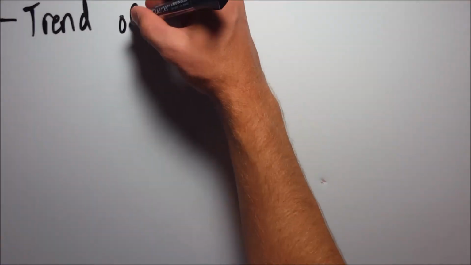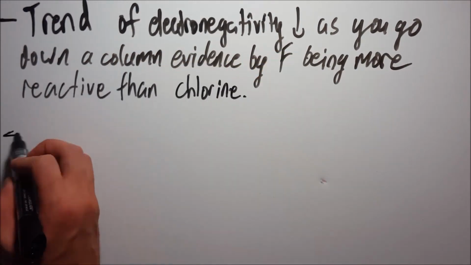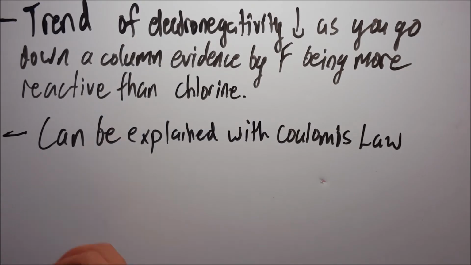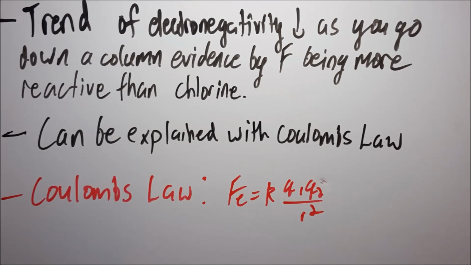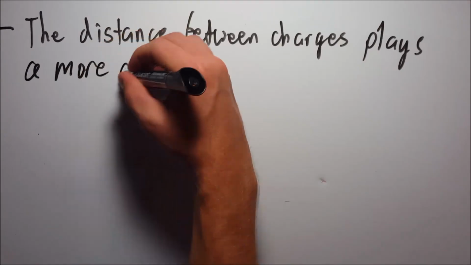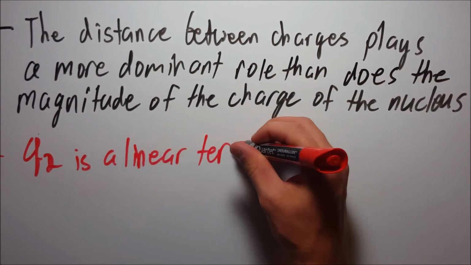The trend of electronegativity decreasing down a column was evidenced by fluorine being more reactive than chlorine, and can be explained by use of Coulomb's law. Coulomb's law states that F equals k q1 q2 over r squared, showing us that the distance between charges plays a more dominant role than does the charge of the nucleus, as the charge of the nucleus is a linear term in this equation, and the distance between the charges is a squared term.